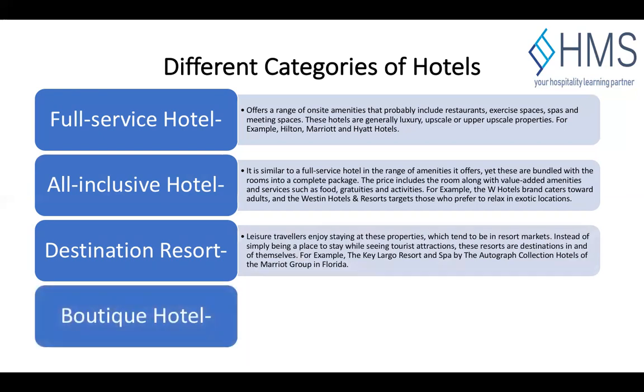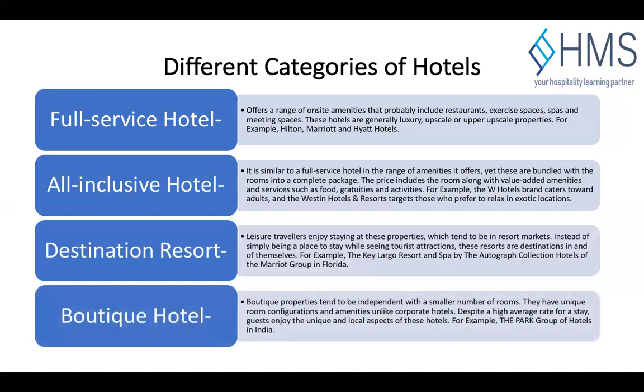Now, boutique hotels are different in terms of structure, as they tend to be independent with a smaller number of rooms. Despite the average rate for a stay, the guest enjoys the unique and local aspects of these hotels, and they have unique room configurations and amenities, unlike corporate hotels. So, again, we have to understand that boutique hotels are not corporate hotels, as they have more amenities. One such example would be the Park group of hotels in India.